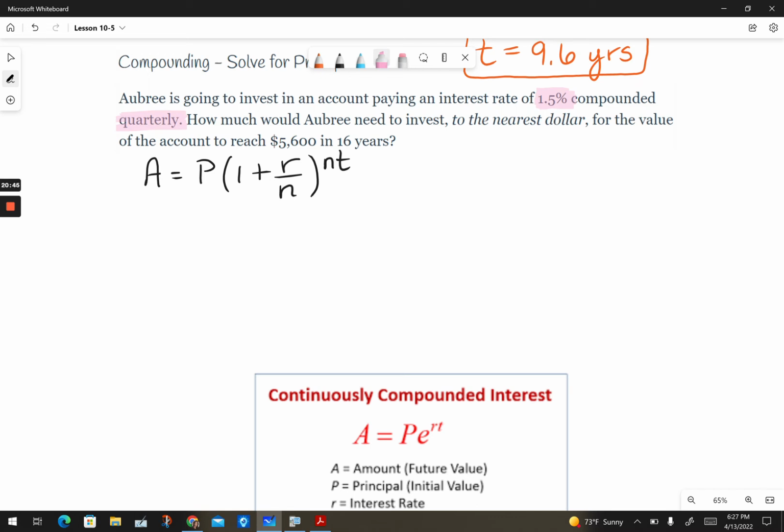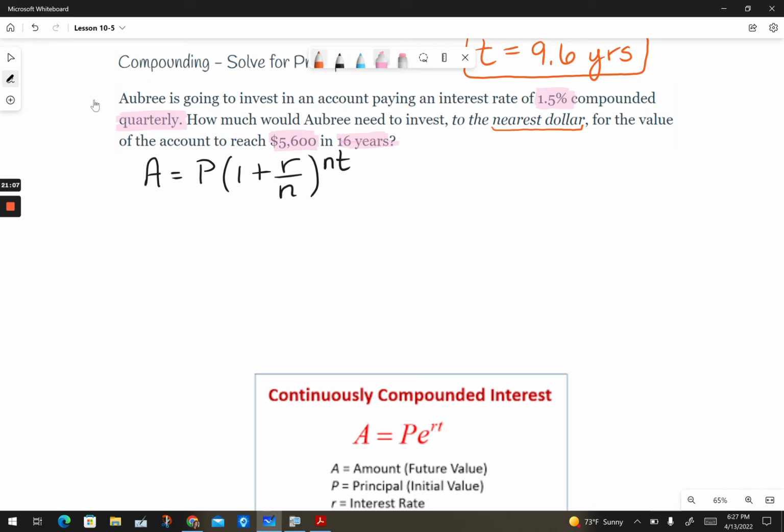Okay, so let us substitute. We know we need to find how much she would need to invest. That means we are looking for our P value. So I'm going to make this red. Let me just rewrite it over in red. Red is the one we're looking for. Therefore, everything else in black needs to be substituted with a value.